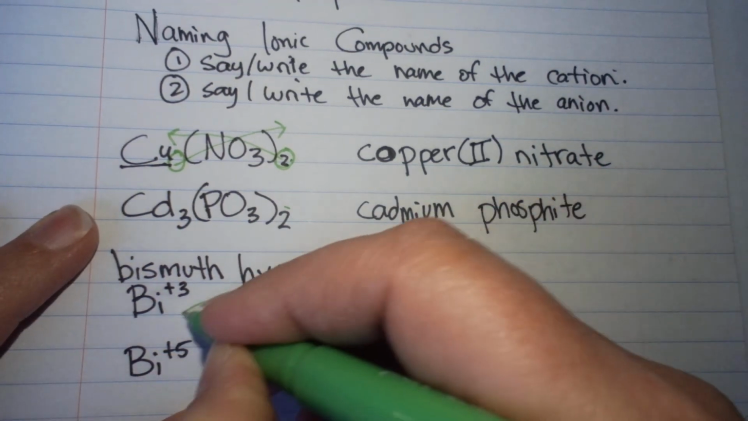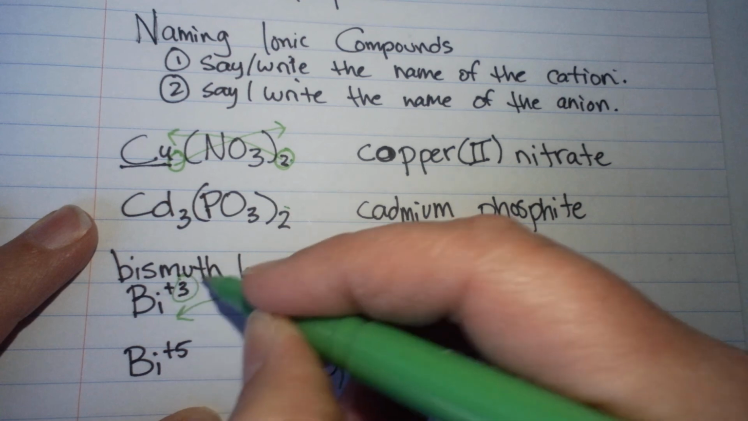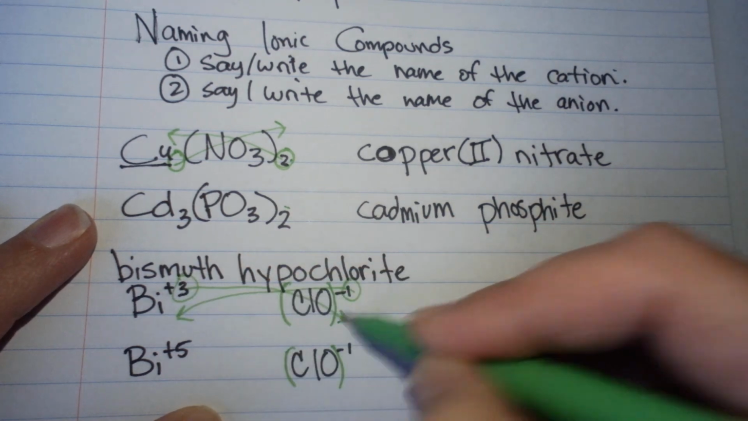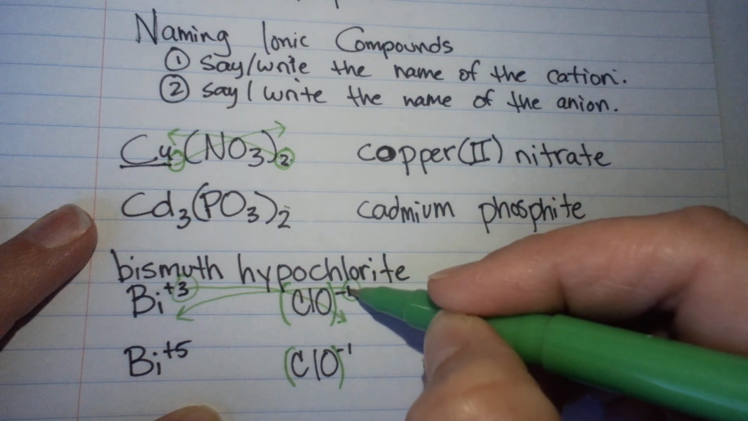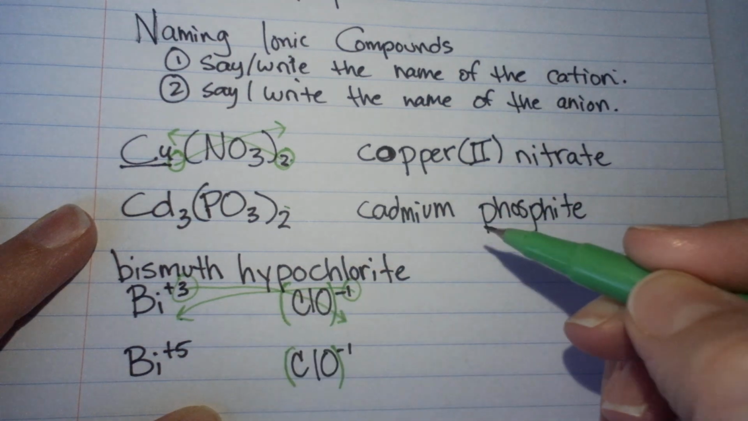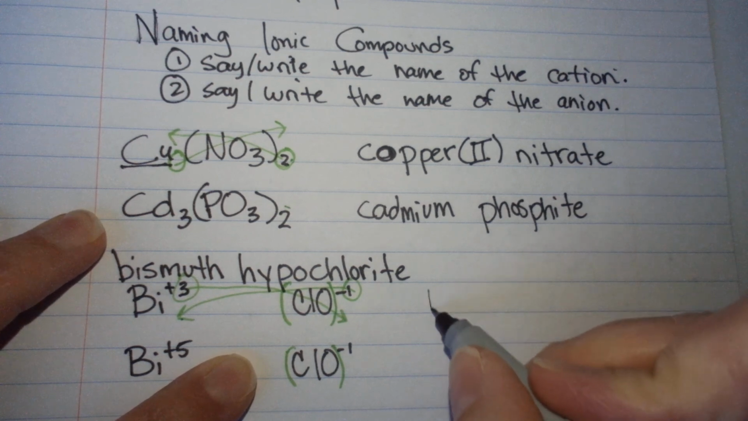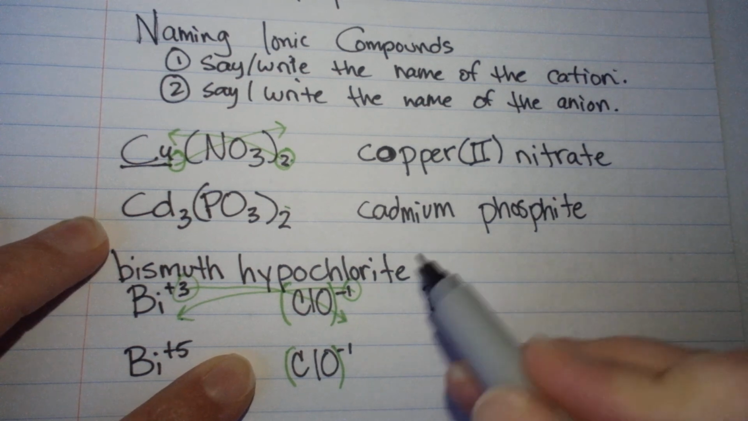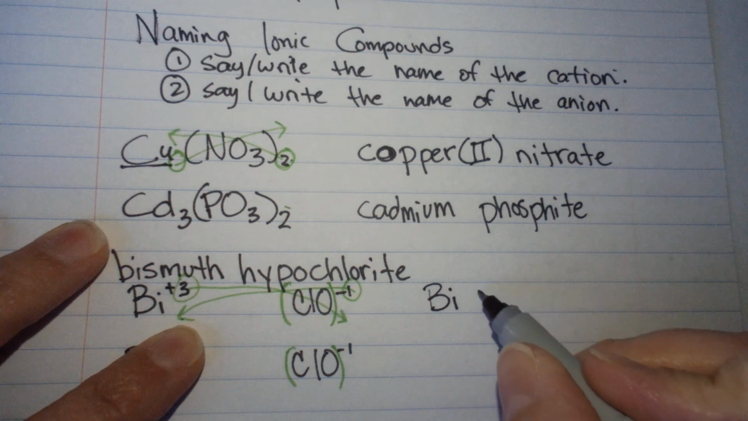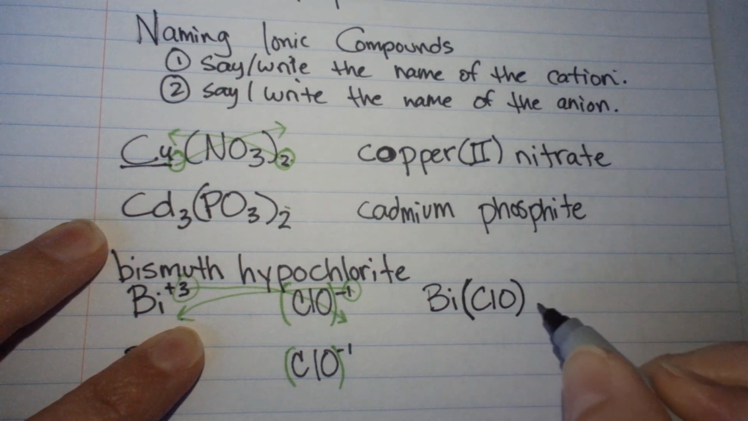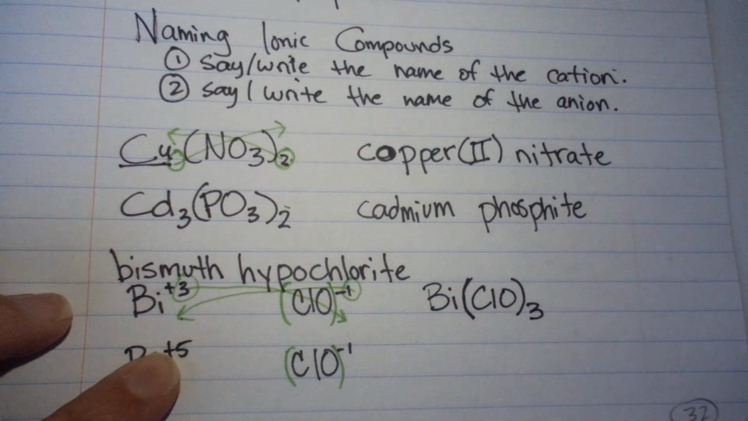We are going to crisscross. So we take the charge of the cation and make it the subscript of the anion. We take the charge of the anion, make it the subscript of the cation. So for our first option, we might have Bi, and that would be a 1, so we don't have to write it. Then we need parentheses, ClO, and the 3 would go outside the parentheses.